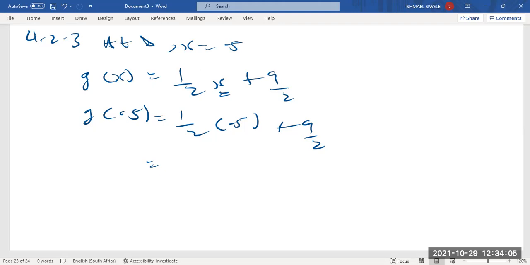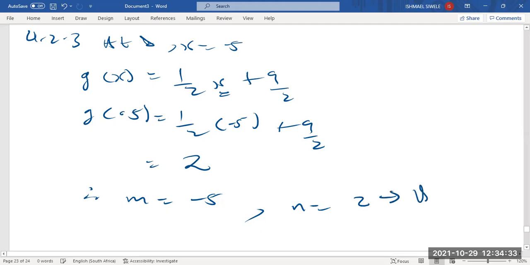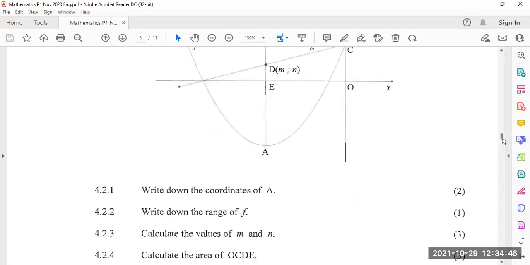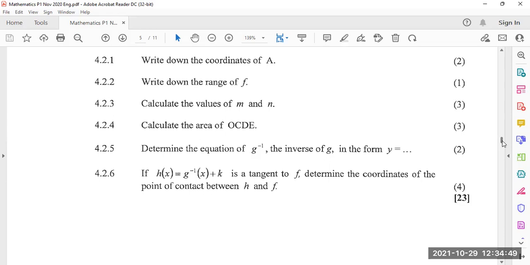So this is going to be 1/2 multiplied by -5 plus 9/2. It's 2. Yes, it is 2. So therefore, m is equal to -5, and n is equal to 2. And that alone is the point D, (-5, 2), right? So these are the things that you're supposed to take off. They are examining all these things, and if you really know your stuff, you're not going to have a problem. Okay. All right. Now we are moving on.